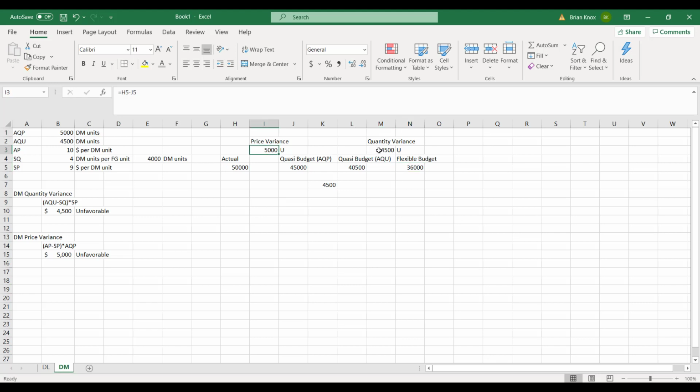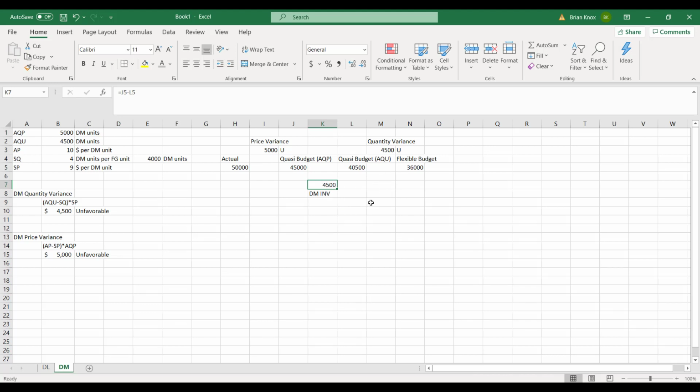And yet, we only have $9,500 of that accounted for in our two variances. Well, that's because you have a bunch of value sitting here in your direct materials inventory account. Yeah, we bought 5,000 units. So there's 500 more units that were bought at this higher price that are here in the direct materials inventory account that haven't yet been used.